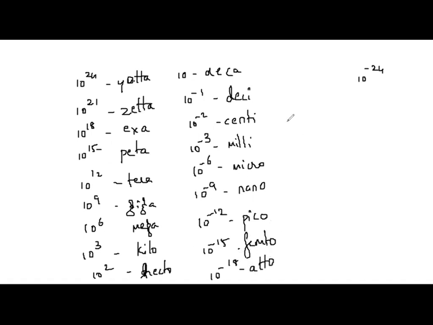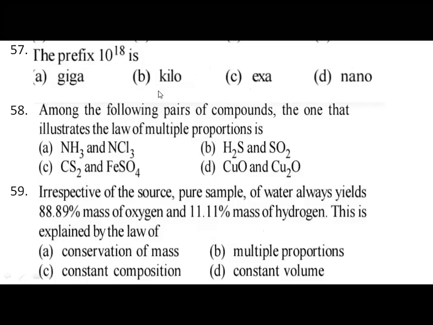10 raised to minus 21 is zepto. And 10 raised to minus 24 is yocto. So these are the prefixes which are used for these exponential values. So what question have they asked? 10 raised to 18. So what is 10 raised to 18? It is exa.